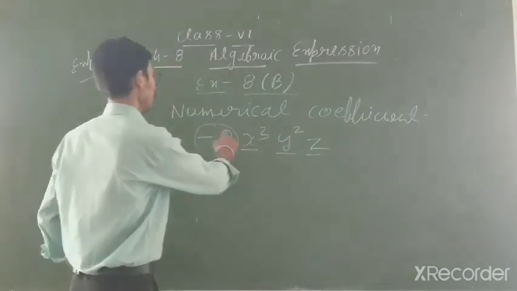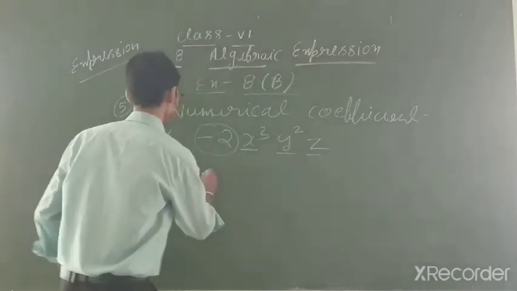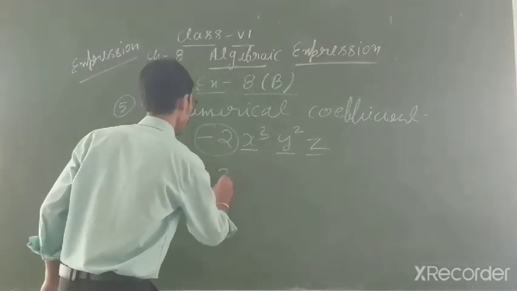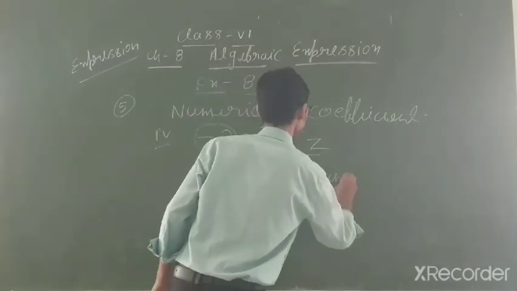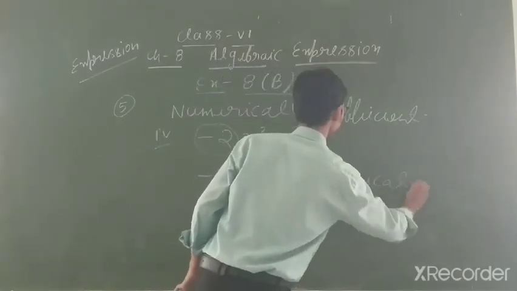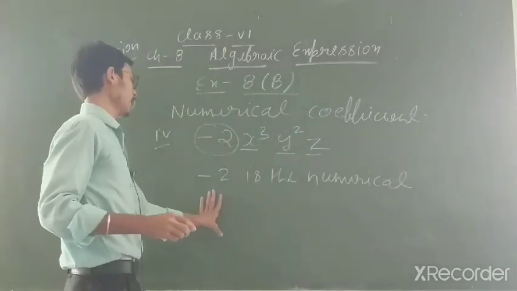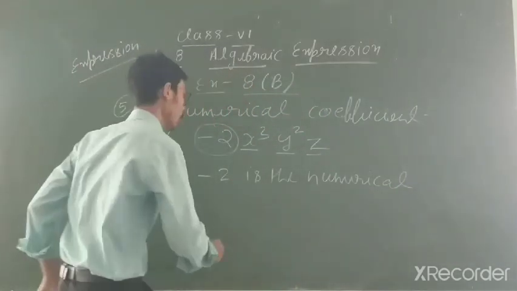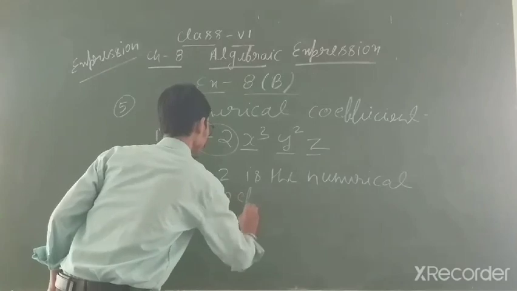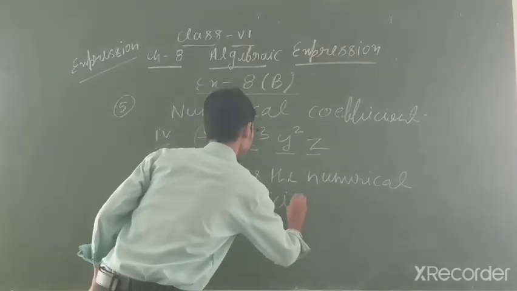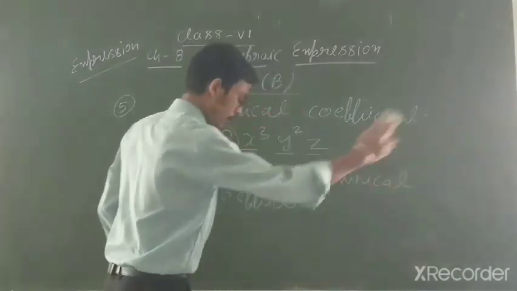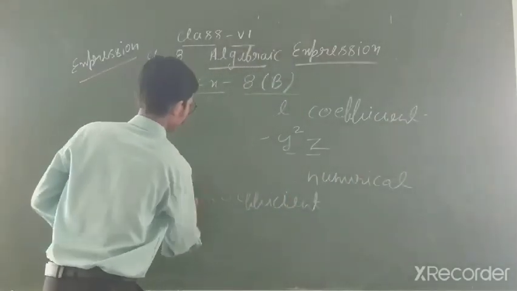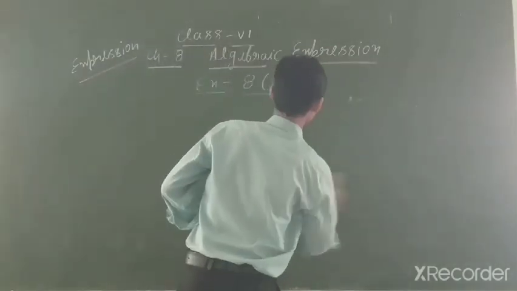So what is the numerical coefficient in this? You can write down minus 2 is the numerical coefficient. In your copy you have to also write down like this: minus 2 is the numerical coefficient. Clear student? I think the concept of numerical coefficient is clear to everyone. Now come to the next question. So our next question is given.